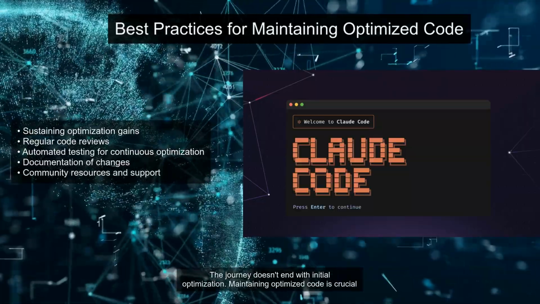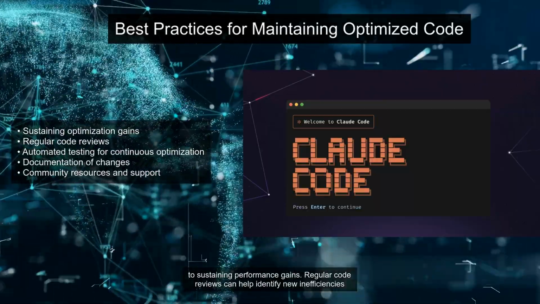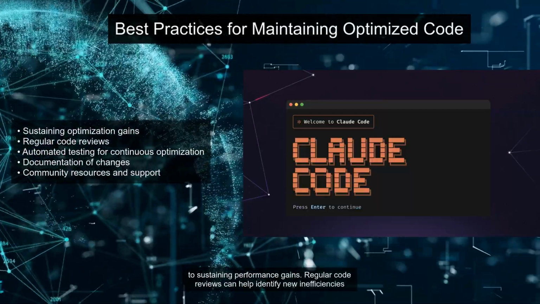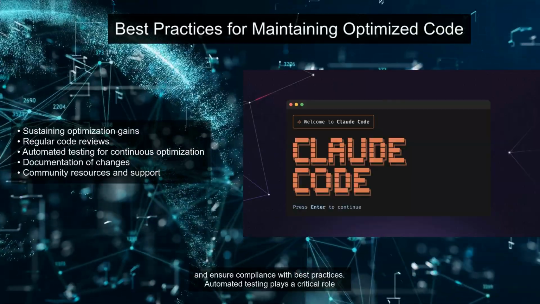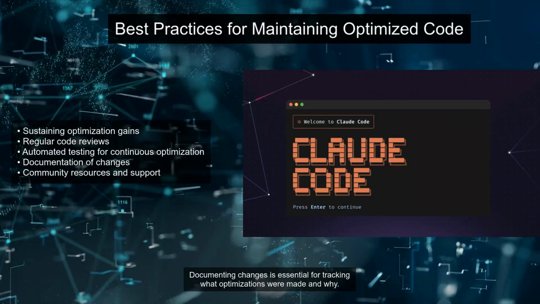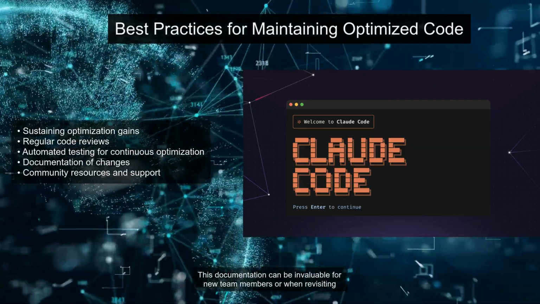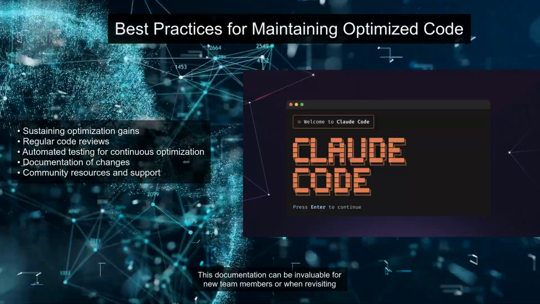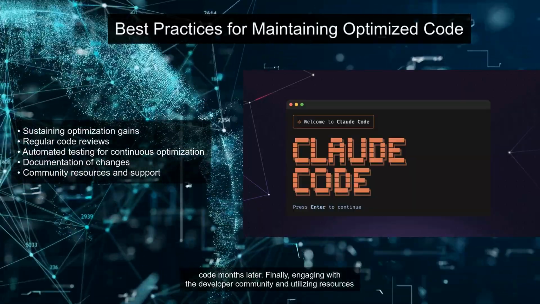The journey doesn't end with initial optimization. Maintaining optimized code is crucial to sustaining performance gains. Regular code reviews can help identify new inefficiencies and ensure compliance with best practices. Automated testing plays a critical role in continuous optimization, providing feedback on performance changes with every code update. Documenting changes is essential for tracking what optimizations were made and why. This documentation can be invaluable for new team members or when revisiting code months later.